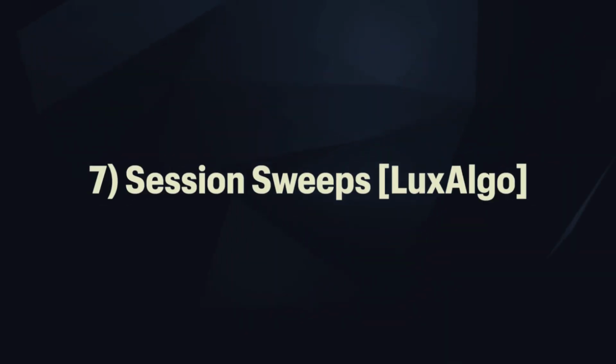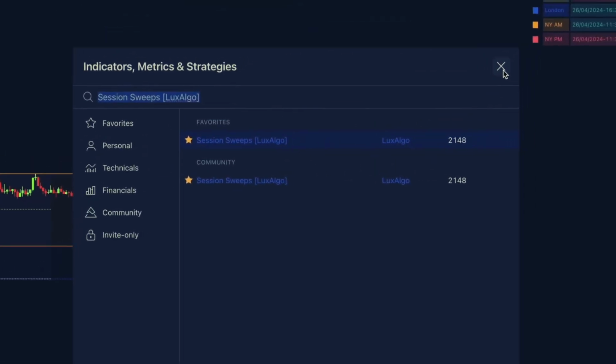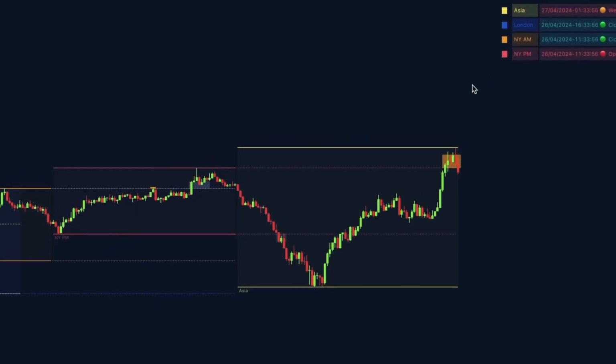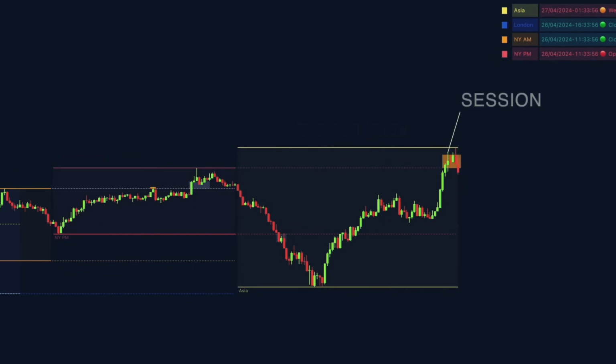7th in my ranking is a super effective indicator called Session Sweeps by Lux Algo. This is an absolute must-have in your arsenal. The Session Sweeps indicator is a new tool that combines ICT-based features for a complete trading methodology involving market sessions, market structure, and fair value gaps to find optimal entry conditions for trading price action.